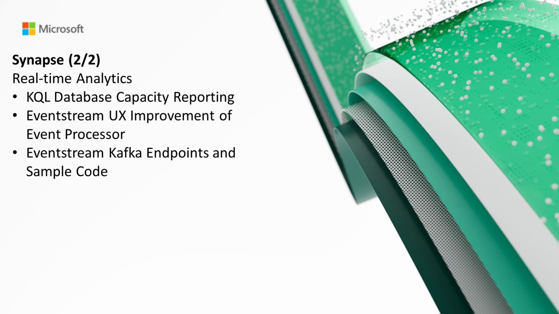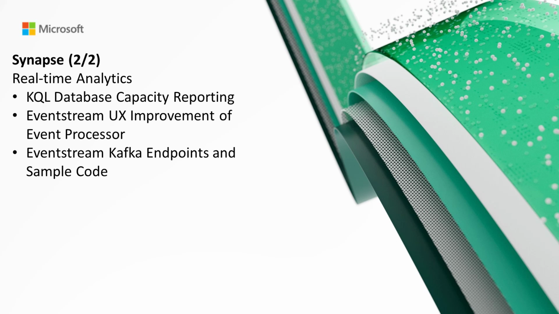Next, we have Eventstream UX improvement on Event Processor. The Event Processor within Eventstream is a powerful no-code editor enabling you to process and manage your real-time data streams efficiently. You can easily aggregate and filter data streams using temporal functions before they reach your Lakehouse or KQL database. The recent UX improvements introduce a full-screen mode, providing a more spacious workspace for designing your data processing workflows. The insertion and deletion of data stream operations have been made more intuitive, making it easier to drag and drop and connect your data transformations.